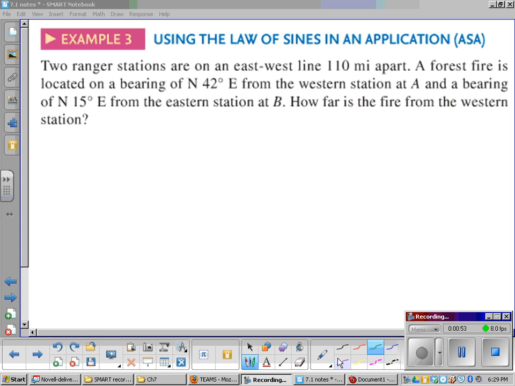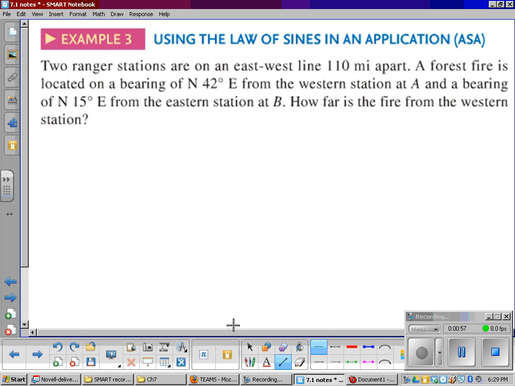We have two ranger stations here that are on an east-west line that are 110 miles apart. So if we draw that east-west line, it's going to be horizontal. We'll make it about that long. Sometimes you really have to play with this picture, so don't be afraid to start over and draw again. So I can put A here as my western station, and B is going to be my eastern station over here. This is 110 miles between them.